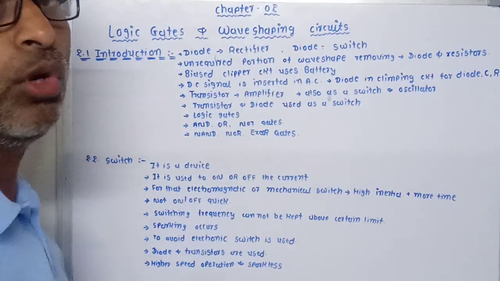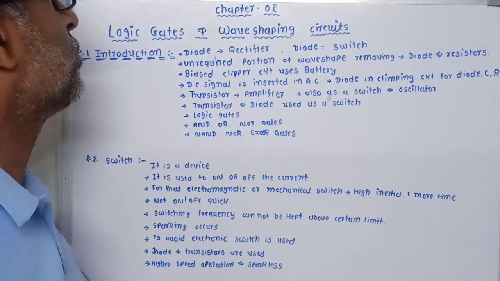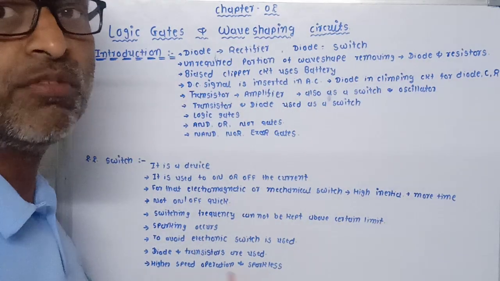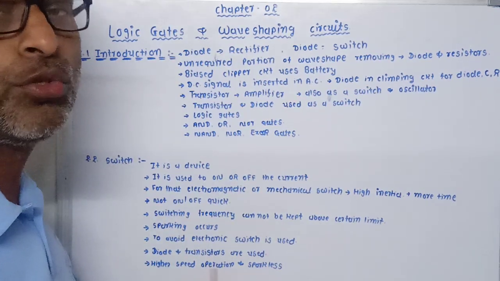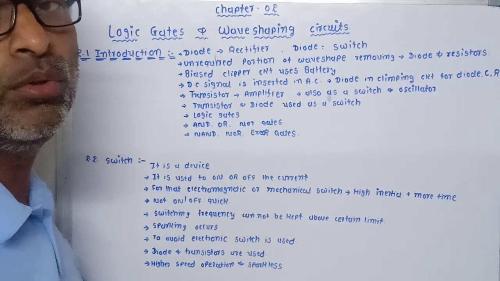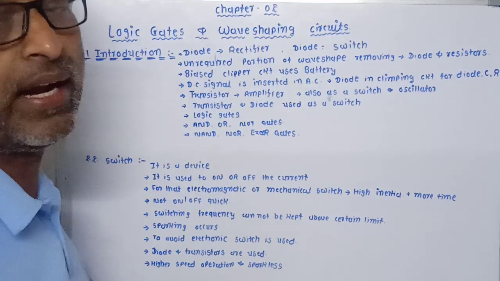Chapter number 2, Logic Gates and Wave Shaping Circuits. So first, introduction. A diode is widely used in electronic circuits. Mostly a diode is used to convert an AC signal into a DC signal. That means it is used as a rectifier.